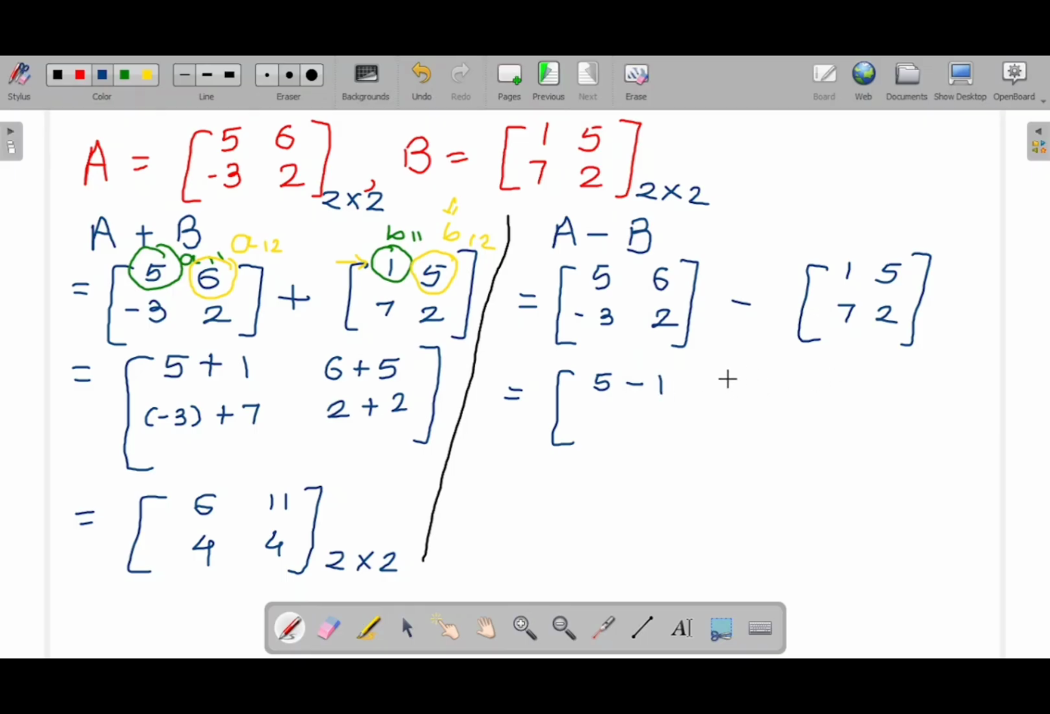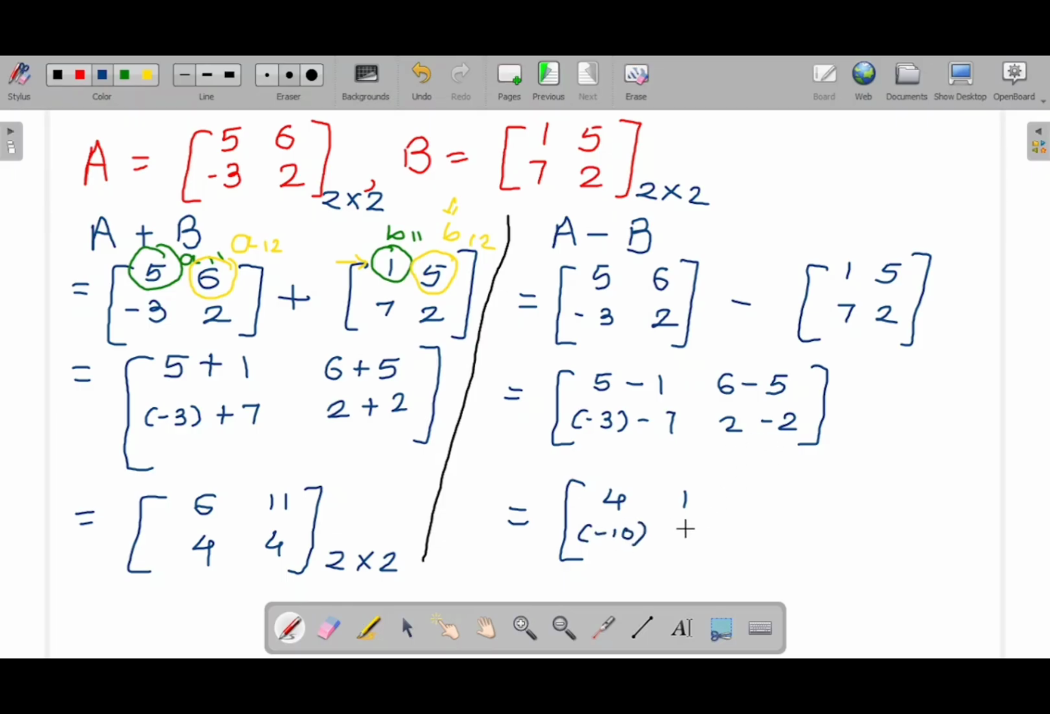5 minus 1, then 6 minus 5. Yes, you can all say it with me. Minus 3 minus 7, and last we have 2 minus 2. So when we subtract, what is the resultant matrix now? 5 minus 1 is 4. 6 minus 5, we have 1. Minus 3 minus 7, we have minus 10.